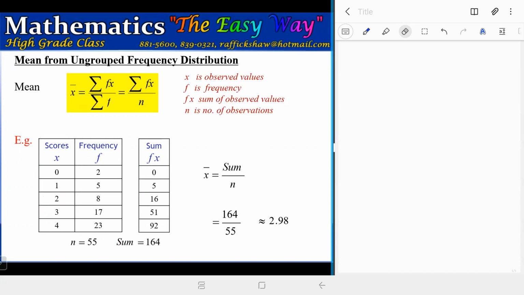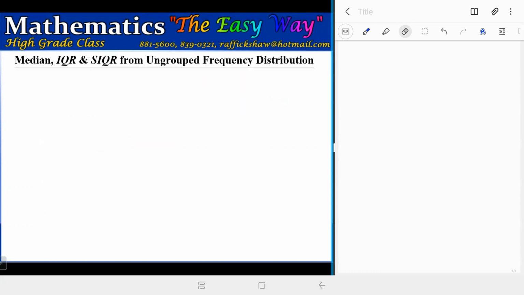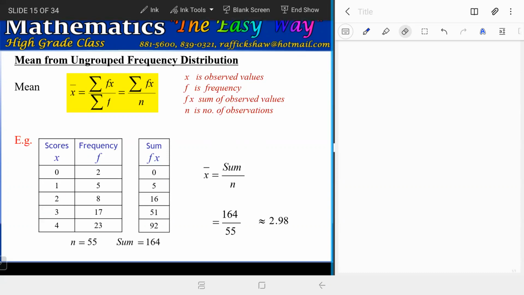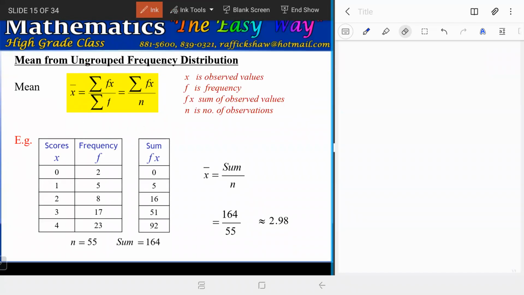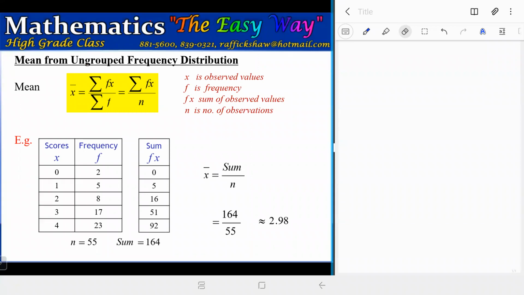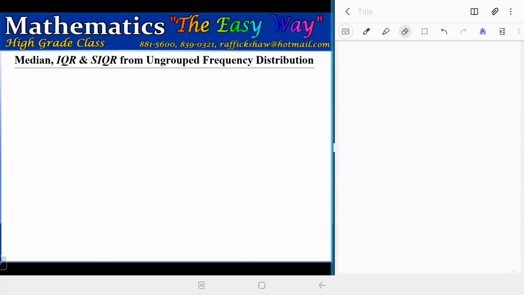That's how you calculate the mean. So you have to remember this formula up here. All right, that's that. Next, we're going to look at median, interquartile range, and semi-interquartile range.